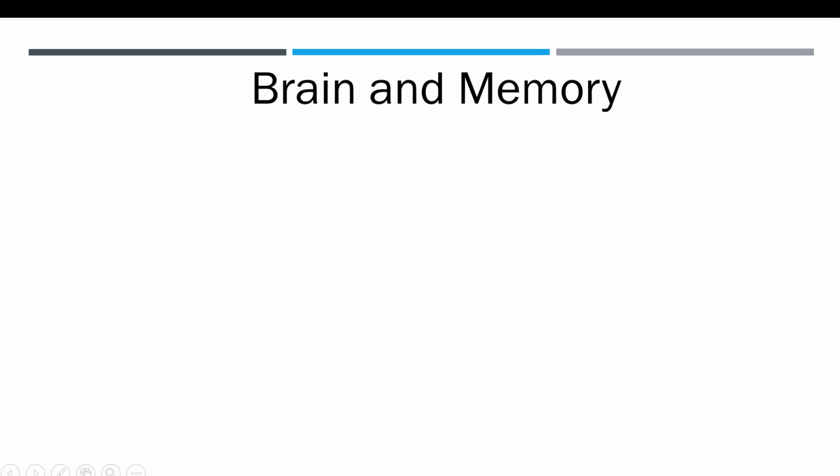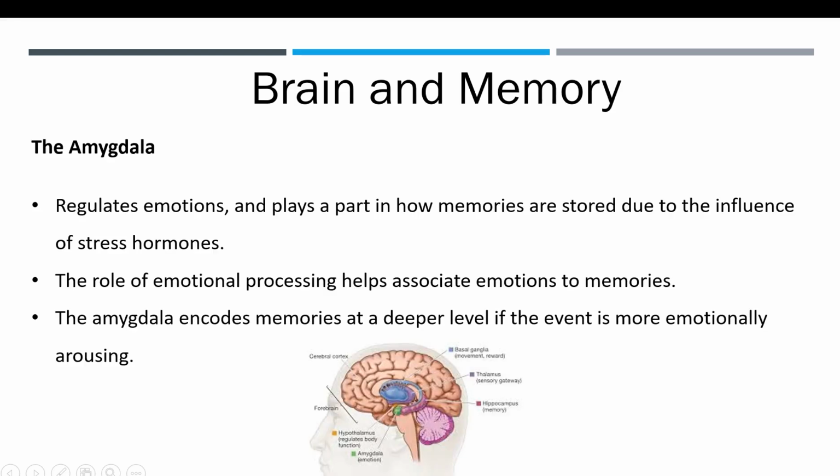In this video, we are going to discuss the parts of the brain that deal with memory and then some of the problems associated with memory. The first brain structure that is involved with memory is the amygdala. The amygdala regulates emotions and plays a part in how memories are stored due to the influence of stress hormones. And the amygdala is involved in processing emotions, and the role of emotional processing helps associate emotions to the different memories that we have.